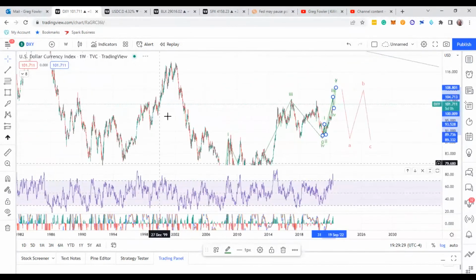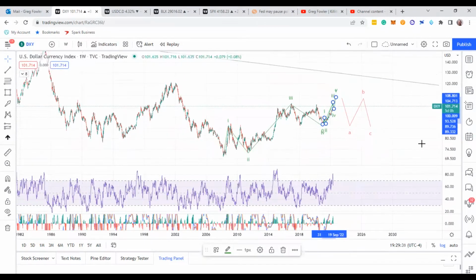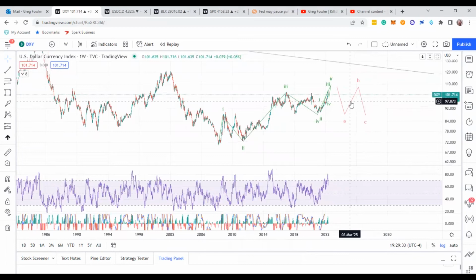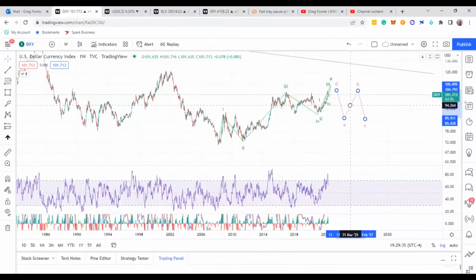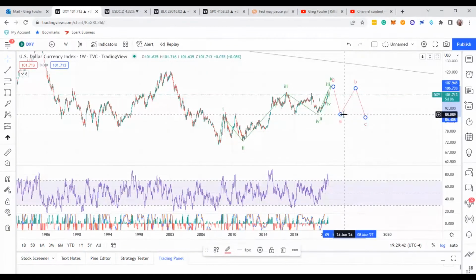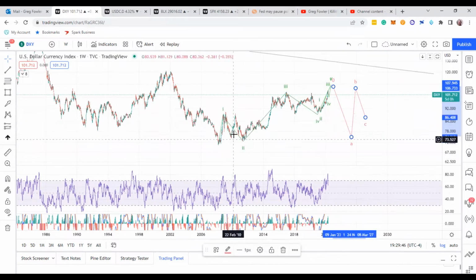But what is important with the DXY, folks, is this right here. You see this? This is going to be more important. It's going into this correction like this. And the correction, it could go like this, guys. I mean, you just don't know. So you see a correction here. See that ABC? You see this one right here?